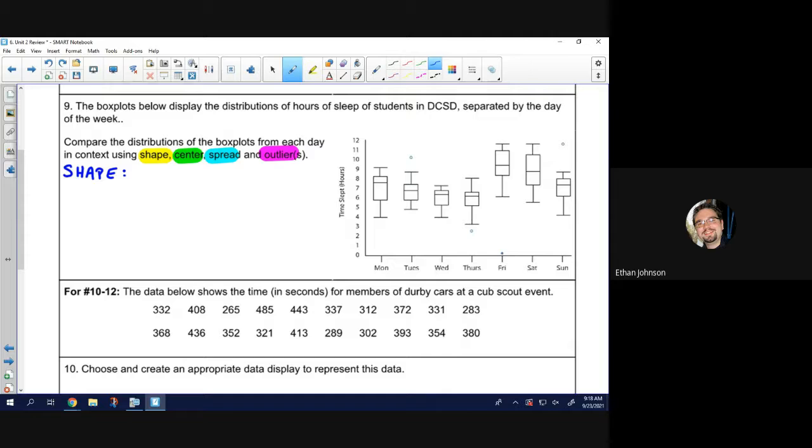However, on Thursday, because of that tail, it is not going to be as skewed. It kind of looks like it. If you want to say it's skewed, we wouldn't count it against you. However, looking at it, Monday, Wednesday, and Sunday are skewed. So that's what we'll put.